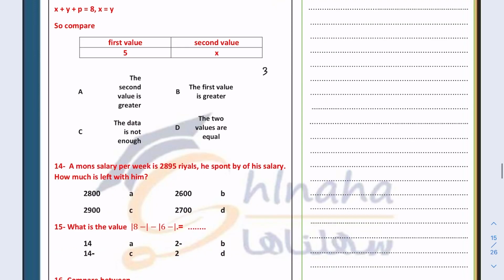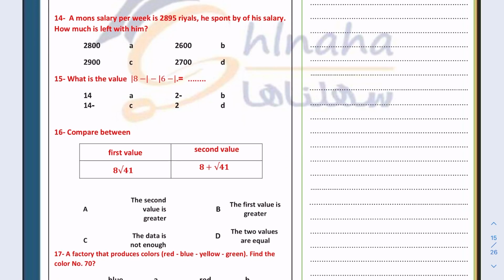Next question, question number 40. A man, his salary is 2,895 and he spent 10% of his salary. Find the remaining part. I will check the choices. Do you see here 2 zeros, 2 zeros, 2 zeros, 2 zeros? So he did here approximation. So 2,895 is approximately 2,900.